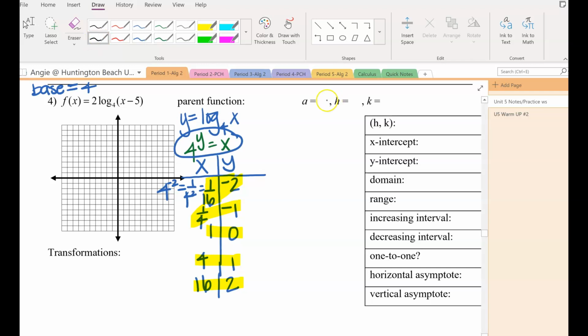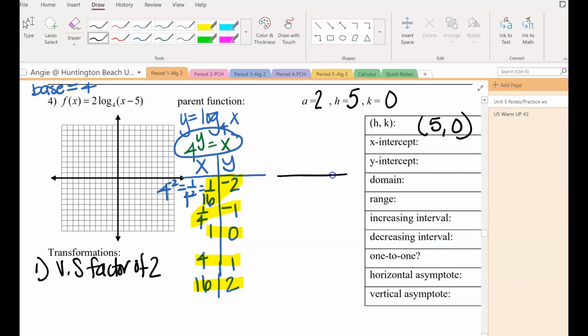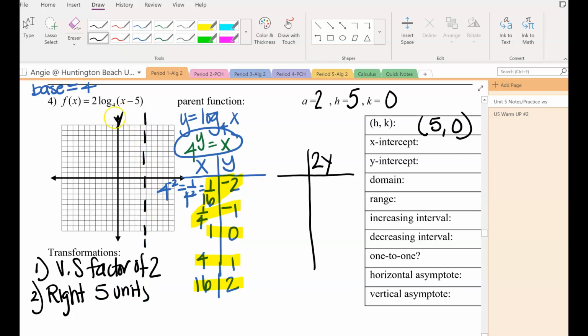All right, a is going to be your 2 because that's in front of log. Your h is 5. We don't have a k value, so we write it in as 0. So h and k is going to be 5, 0. H is 5, y'all, meaning that you're translating it to the right by 5 units. So your transformation for a is going to be a vertical stretch factor of 2. Factor of 2 meaning that we are going to multiply all the y values by 2. The h is going to be right 5 units. That will also allow us to make the vertical asymptote at x equals 5. Yep, you can totally do that.